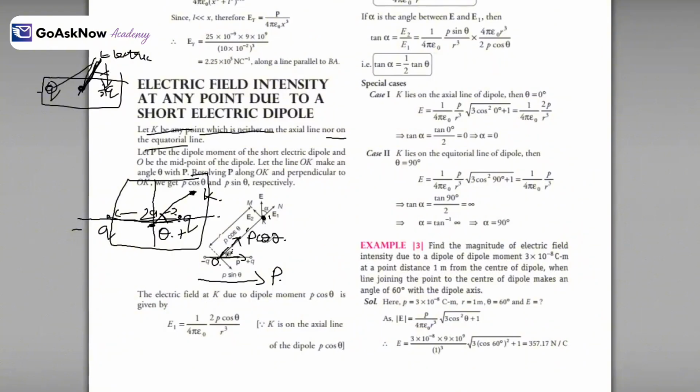Okay, P has two components: P cos theta in this direction, and the other direction, perpendicular to P cos theta, will be P sin theta. So this direction will become equatorial for this K point. So P sin theta will become equatorial for this K point, and P cos theta will become an axial component of dipole for this point.